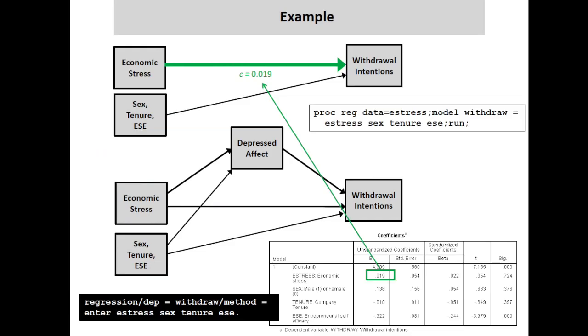Okay, if you don't want to take my word for it, let me illustrate. So here I'm predicting our entrepreneurs' reported feelings of economic stress on their withdrawal intentions. These are all scaled such that higher values represent more. So higher stress, higher withdrawal intentions, and so forth. I've also got three variables that I'm partialing out: the sex of the entrepreneur, their tenure, which is essentially how long they've been in this business, and ESE, which is entrepreneurial self-efficacy.